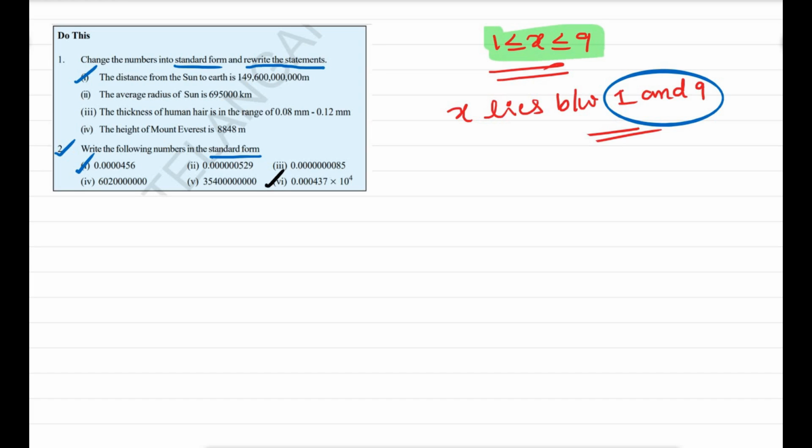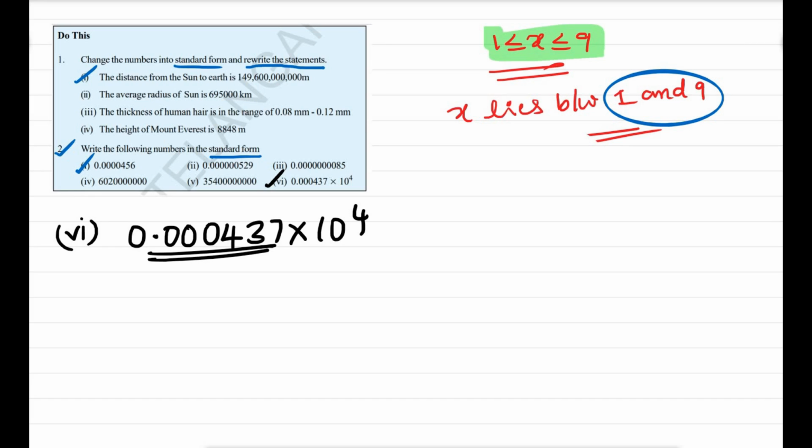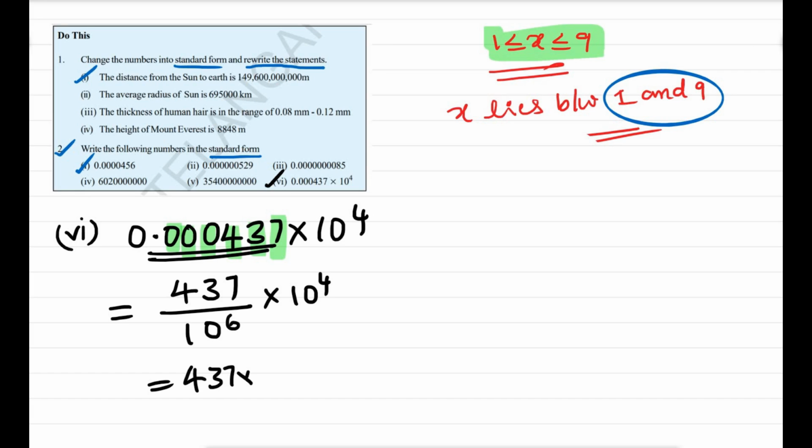Take the last one, number 6 here. 0.000437 into 10 to the power of 4 is given. So just first convert this as 437 by, how many decimal places are there? Just count that: 1, 2, 3, 4, 5, 6 decimal places. So we can write 10 to the power of 6 in the denominator, into 10 power 4 which remains the same. So take 10 to the power of 6 to the numerator.